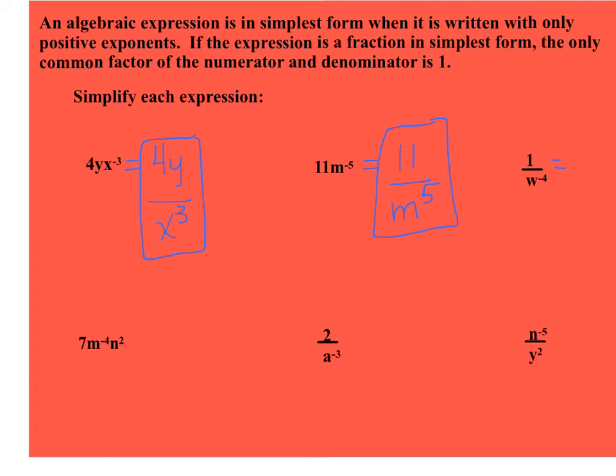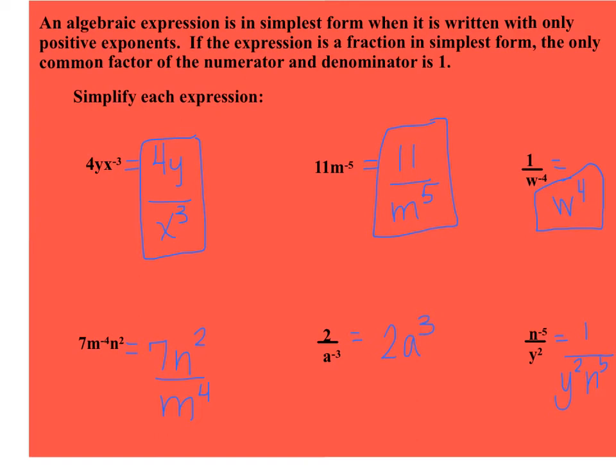And in the last one, 1 is in the numerator. It can stay there. W to the negative fourth should move to the numerator because it's a negative exponent in the denominator, so move it to the numerator and it becomes a positive. So 1w to the fourth, or just plain w to the fourth. Try the last three on this page on your own. Press pause and then come back and see how you did.